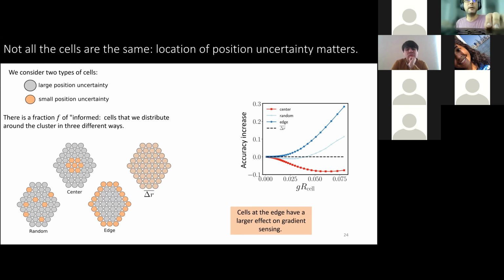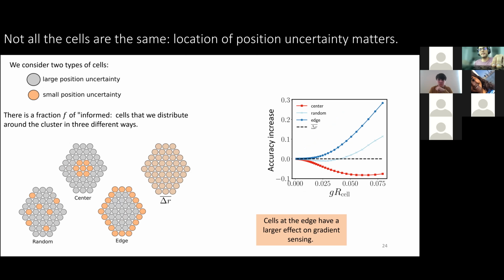Okay, so now we can play a similar game. Instead of distributing the cells at different positions, we can take a small cluster of cells and place this small cluster at different positions within the cluster. And what we see is basically something similar to before. So placing the cells close to the edge will lead to the larger increase in the accuracy. But here what we see is that depending on the direction where we place this small cluster, we are going to see an increase in the accuracy of sensing the steepness of the gradient or the direction of the gradient.